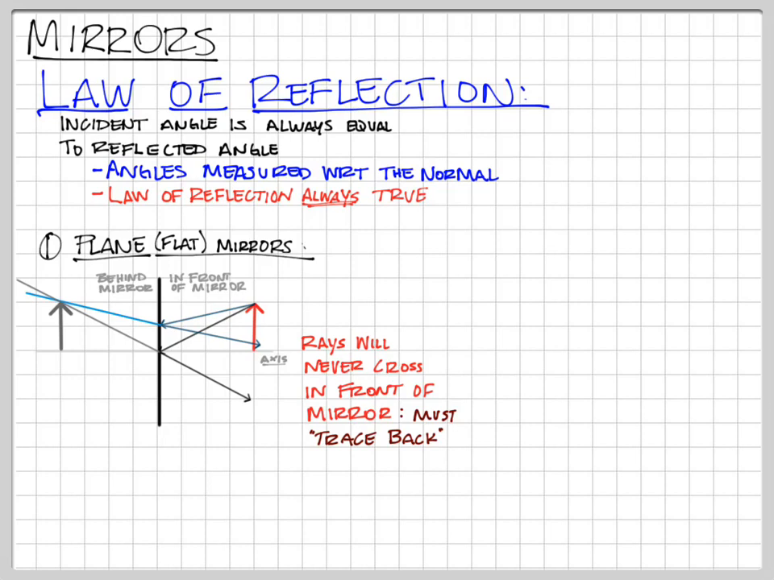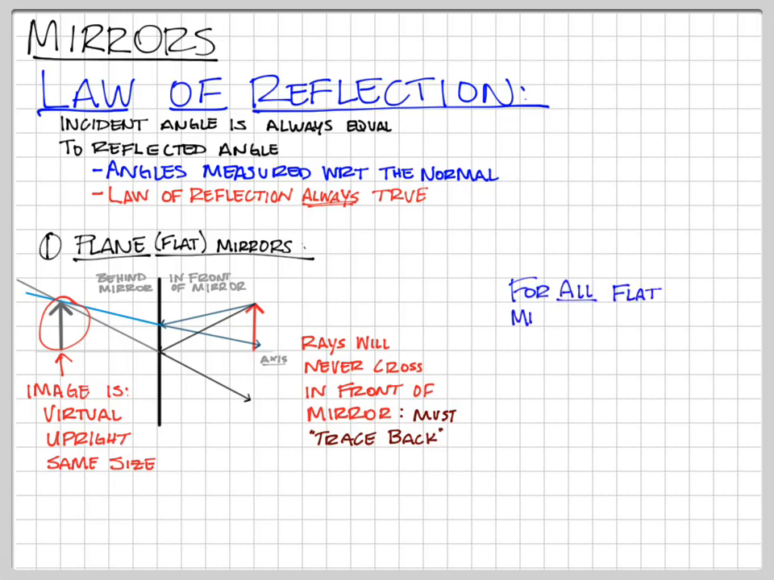Now looking at that image, it's the same size as our object. That's great. But it's behind the mirror. We had to trace it back. And it's upright. So it is virtual, upright, the same size as the object, and it's behind the mirror. This will always be true for all flat mirrors.